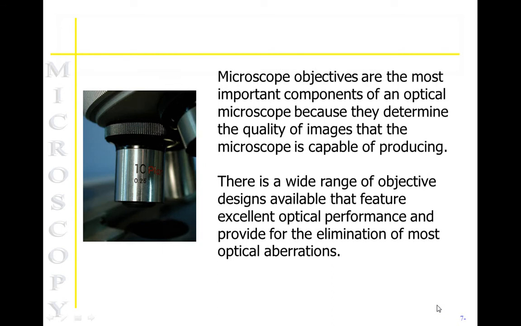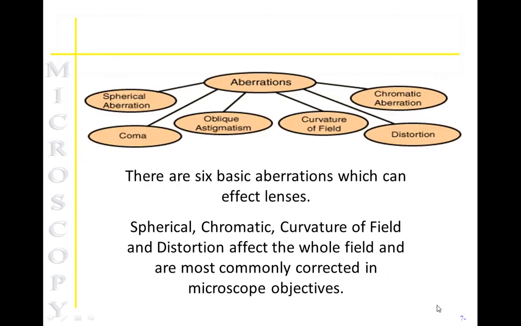And the objectives also have excellent optical performance and are usually produced to provide corrections for any aberrations in the lenses of a microscope. There are 6 different common aberrations that can be found in lenses, and the objectives are usually built to correct a lot of the different aberrations.